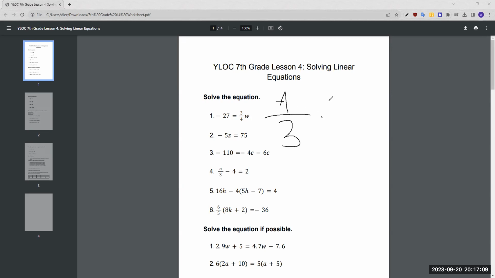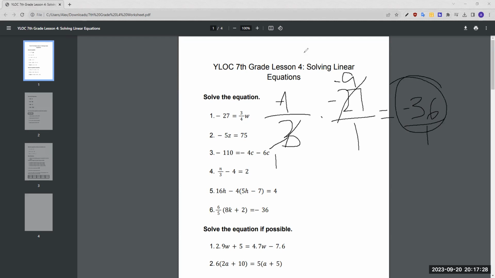4 over 3 times negative 27. When we do this, we can cross cancel these two. That'd give us 1 and negative 9. 4 times negative 9 is negative 36. 1 times 1 is 1. And our final answer would be negative 36.